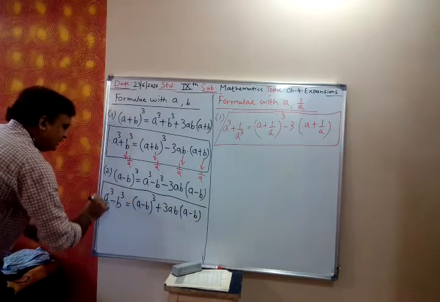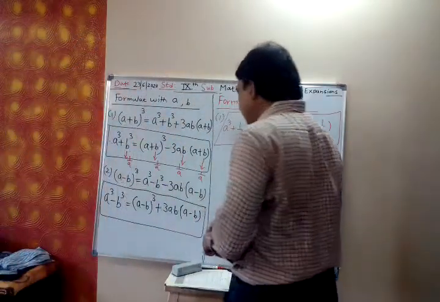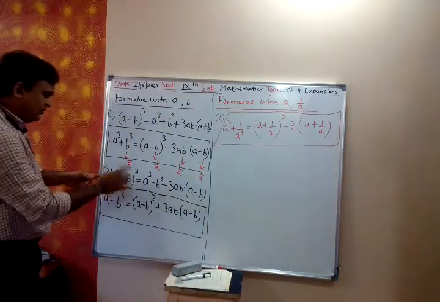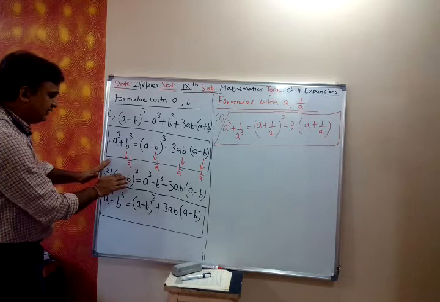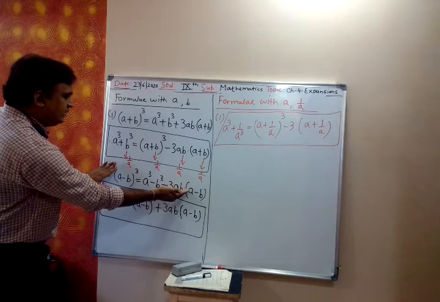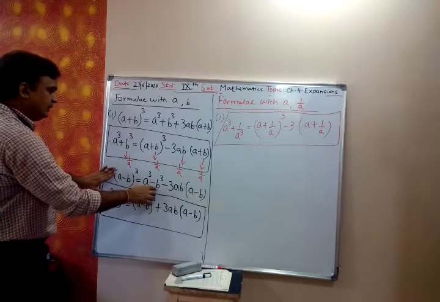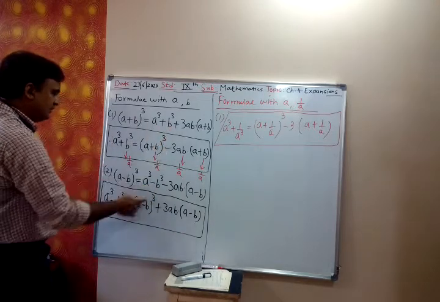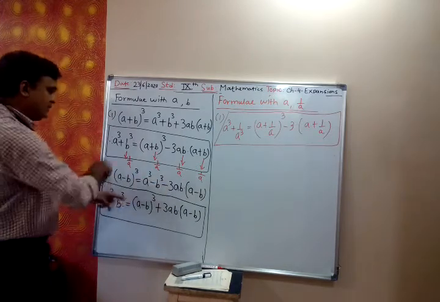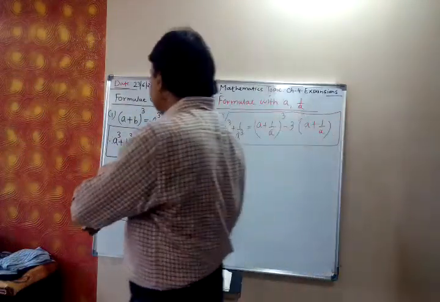And this is the formula for a cube minus b cube. A minus b whole cube I am keeping on the left only. Minus 3ab into a minus b I am taking to the left side. And a cube minus b cube I have kept on the right-hand side only. So a cube minus b cube is equal to a minus b whole cube plus 3ab into a minus b. So this is the formula for a cube minus b cube.